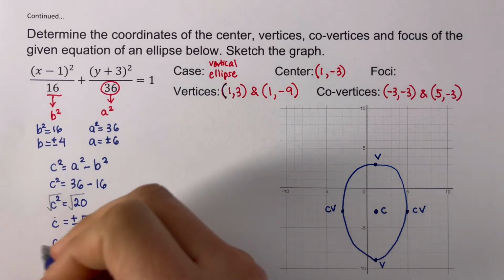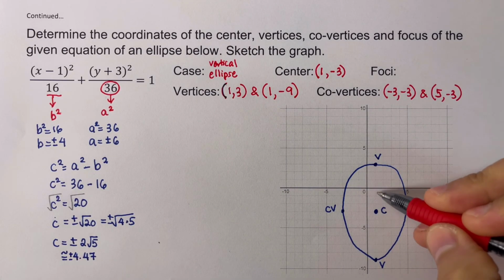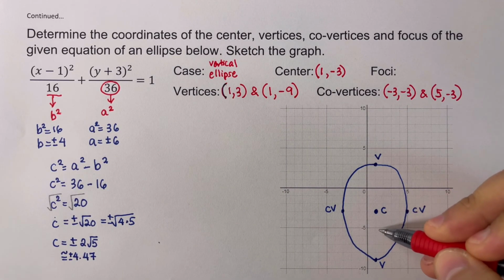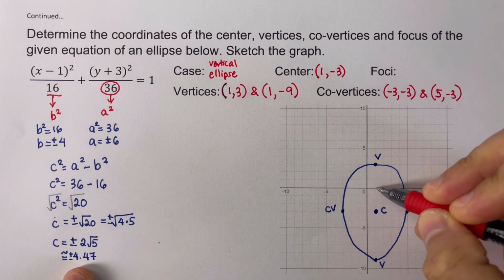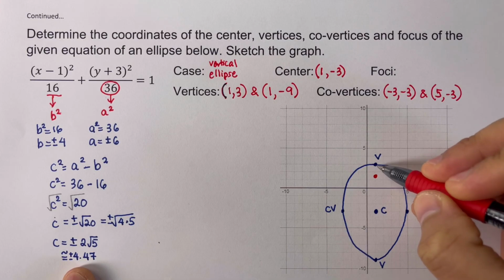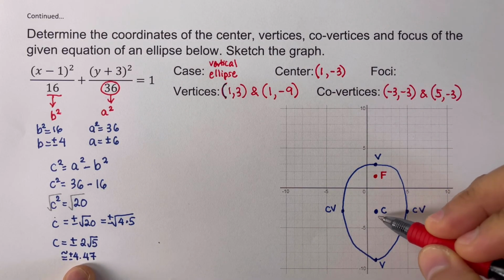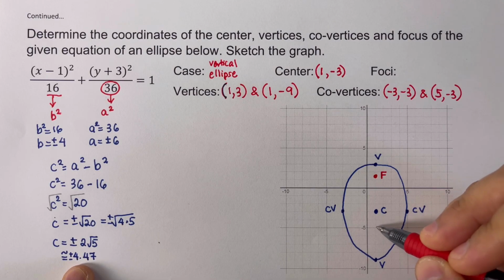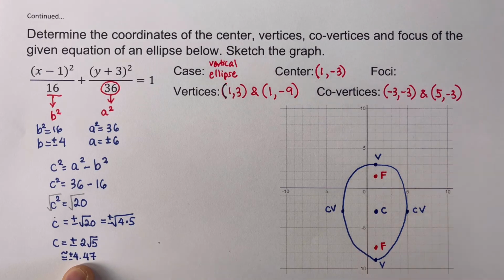This is a plus or minus, and so we are going to go up 4.47 and down 4.47. So that would be 1, 2, 3, 4.47 should be somewhere around here. So this is our first focus, and the other focus would be 4.47 down from the center. 1, 2, 3, 4.47, and this is the other focus.